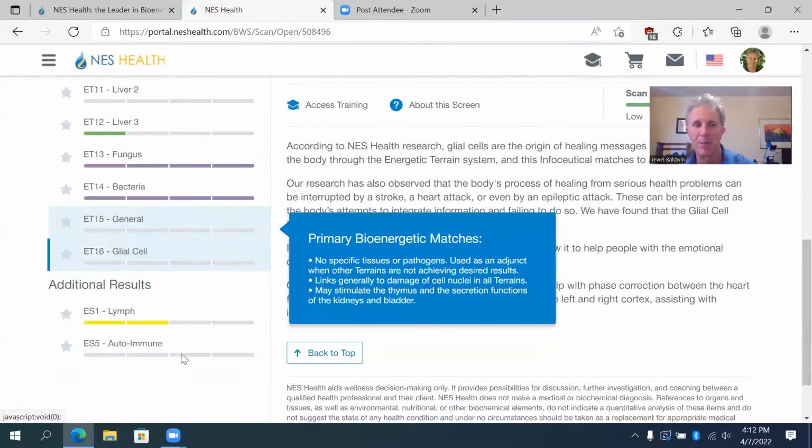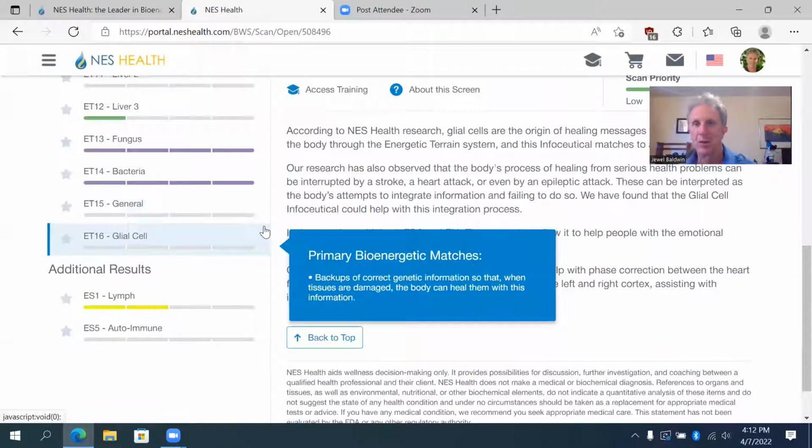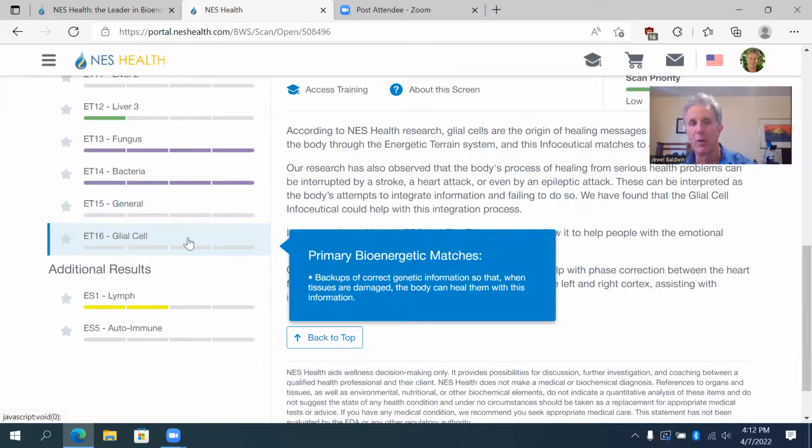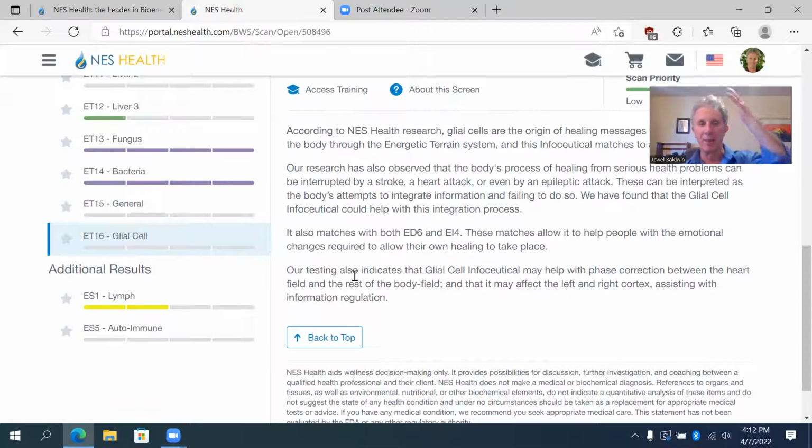I've had glial cell come up several times in the last 2 years or so, and it's supporting the overall restoration of healing, and especially, they do have a very important role in detoxification of the brain. It could be from toxic metals or chemicals. All kinds of things can affect that.